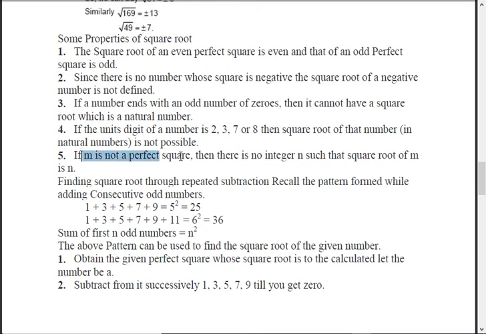If m is not a perfect square, then there is no integer n such that the square root of m is n. This is quite difficult to understand. See here, m is not a perfect square, means what? Let's say 7. Is 7 a perfect square? No. So there can't be any number which is a square root of this 7. That's a simple sentence, right? 9 is a perfect square, so there can be a number 3 or minus 3 which is the square root of this 9. So simple sentences, only confusing in the books.